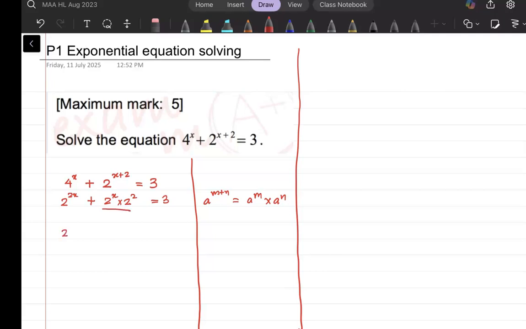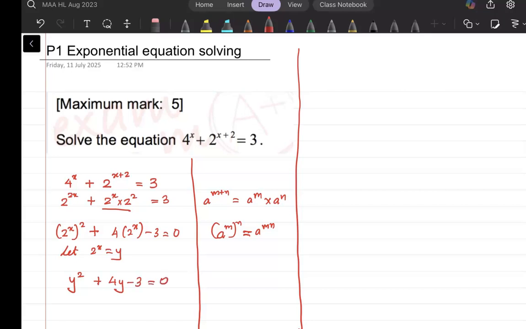Now this one I can write as this. I'm using the rule: if you have a raised to m, raised to n, this is a raised to mn. So I'm applying this rule in the reverse way. Plus 2 square is 4 into 2 raised to x minus 3 is equal to 0. Now let 2 raised to x be equal to y. So this becomes y square plus 4y minus 3 is equal to 0.